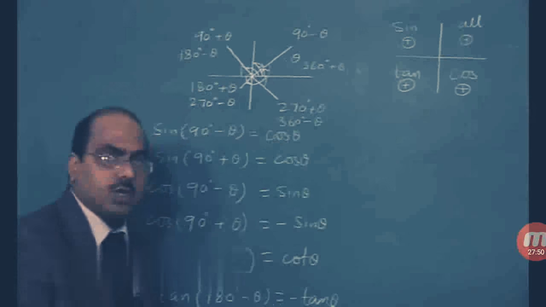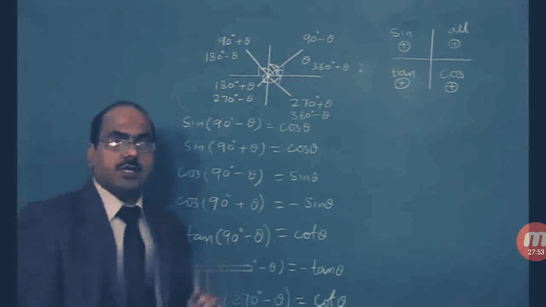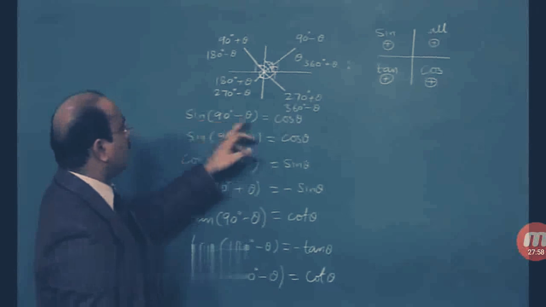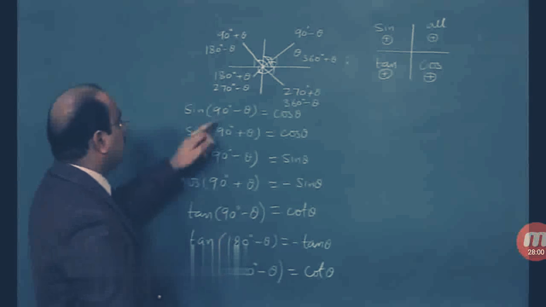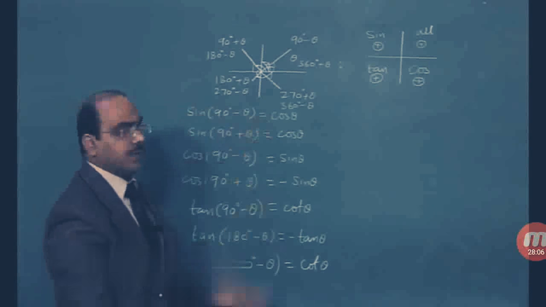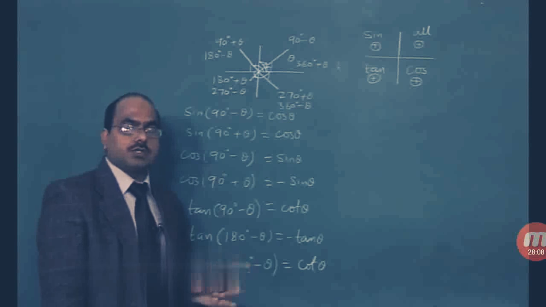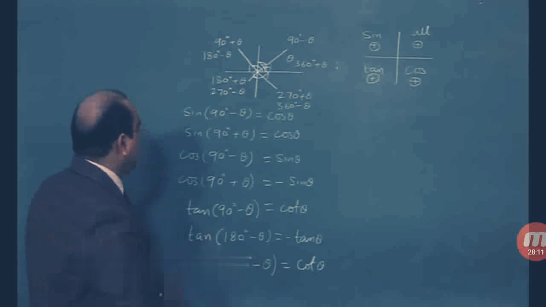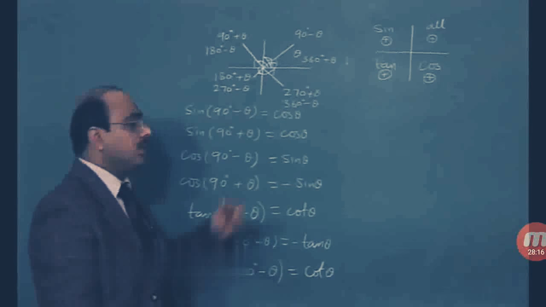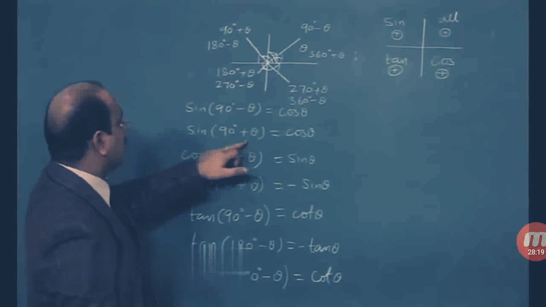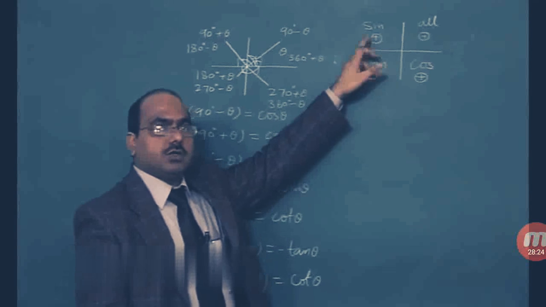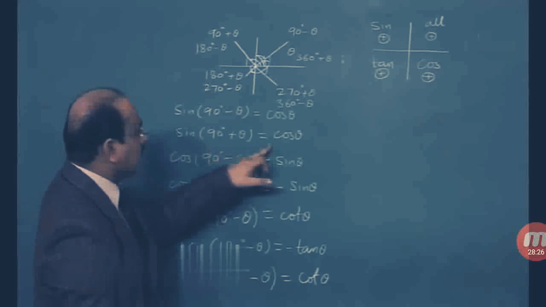results also. In first case, 90 minus theta, this is the angle of first quadrant, and in first quadrant all the trigonometric ratios are positive. So whenever we have 90 minus theta, whether it is sine, cos, tan, etc., the result will always be positive because all trigonometric ratios are positive in first quadrant. Similarly, this is 90 plus theta, which means second quadrant, and in second quadrant sine is positive. Therefore, the result is positive.